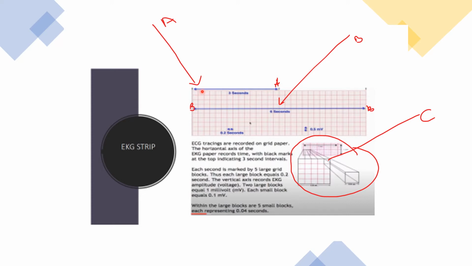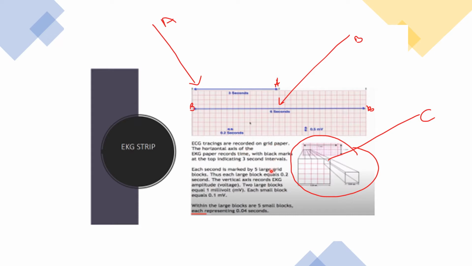So from this dot to this dot is equal to 3 seconds. That means if you were to add up all of these little square boxes, it's going to equal 3 seconds. From point B to point B, which is the entire length of the paper, is equal to 6 seconds. So your ECG tracings are recorded on this grid paper.